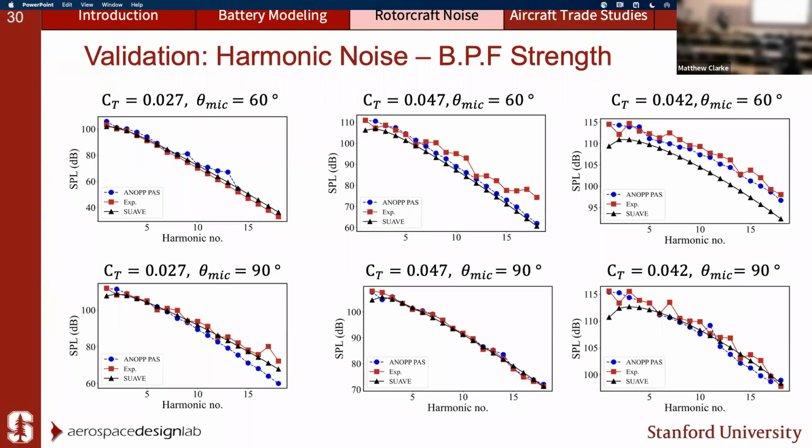For most of the conditions, to read this plot, essentially each column is just a different test case. These are different thrust coefficients. And then each row is just the angle of the microphone measuring the sound. So you have 60-degree microphones on the first row, and then on the second row, you have your 90-degree microphones. So we see there's pretty good agreement within the harmonic prediction of noise.